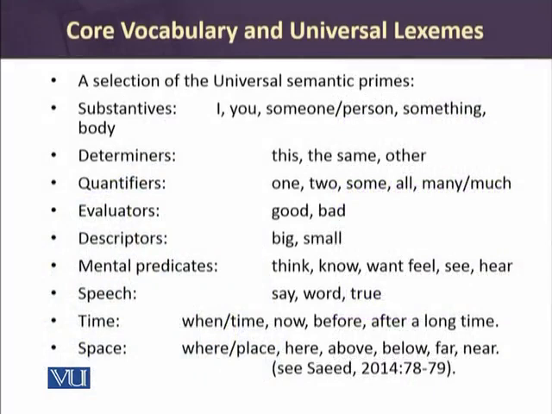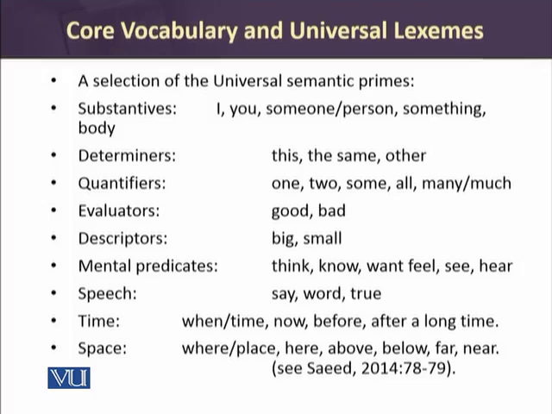In front of you is a list of such words which were identified based on all these researchers. I've just selected a few of those words in different categories. You can find a detailed list in the reference given below. It's a selection of the universal semantic primes, which are the basic core words. We have substantives like I, you, someone, person, something, body. Then we have determiners like this, the same, other, and quantifiers: one, two, some, all, many, much, and there is a list in front of you.